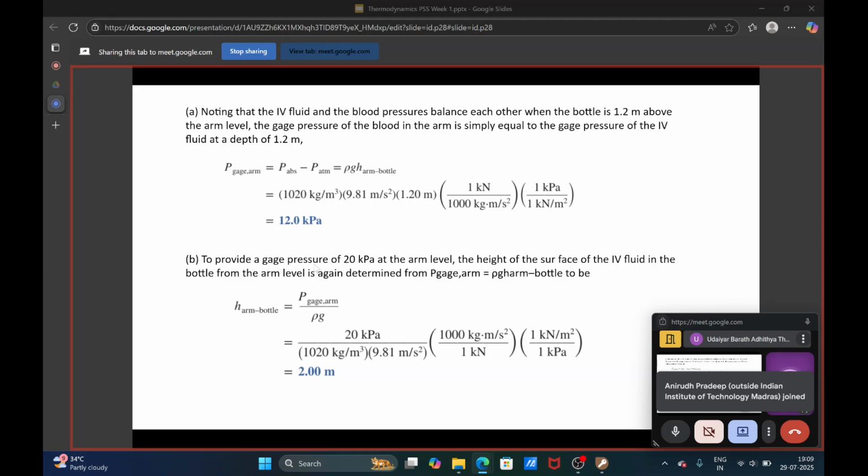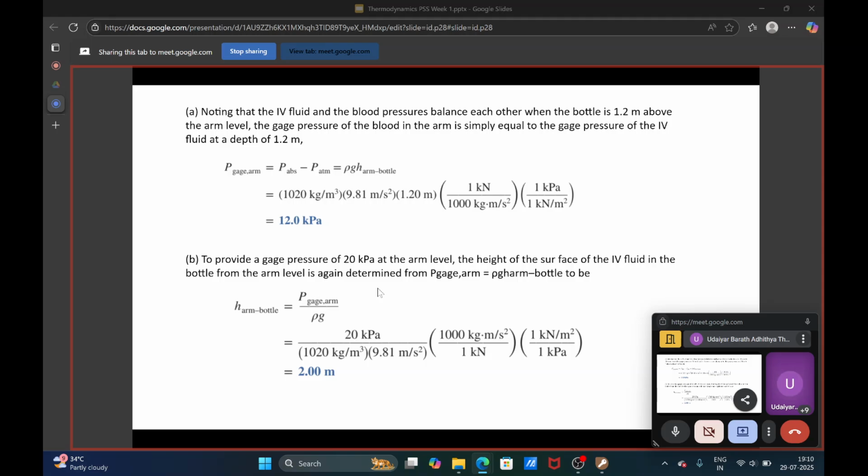Similarly, the second part of the question: to provide a gauge pressure of 20 kilopascal at the arm level, the height of the surface of the IV fluid in the bottle from the arm level is determined in the same way. Instead of height, they have now given what the pressure should be such that the flow happens. Indirectly they are saying that if you keep it at arm level, there is no height difference, and in that case the fluid should be at 20 kilopascal pressure so that the flow happens. That specifies what the pressure difference should be.